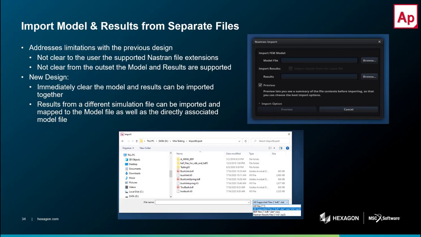And finally, also what's new in Apex 2021.2 is the ability to import the model and results from separate files. Previously, Apex had the limitation of requiring the results file to come directly from a Nastran BDF exported from Apex, because only a subset of Nastran results were supported. Now, that limitation has been lifted, and Apex users can import their model and results from separate files.